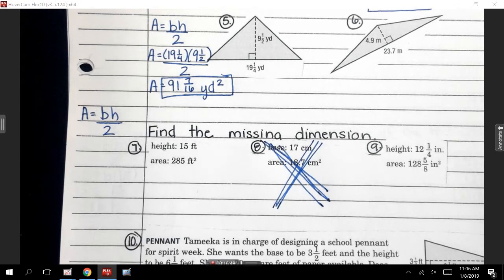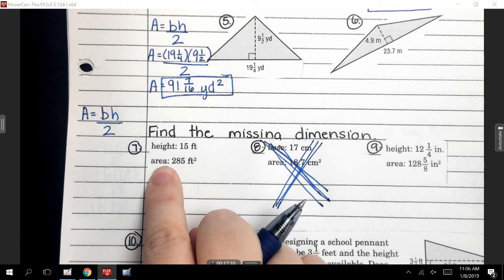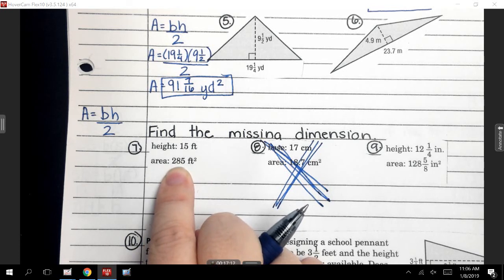All right, so it says A. What does A stand for? Area. And Truett, what do you notice on number 7? Do you notice anything about the area on number 7? It has the 2 in the right corner. Yeah, that number right there has a 2 in the right corner. Guys, what is the area? 285. Am I looking for it? No. So I'm going to have to work this problem differently.